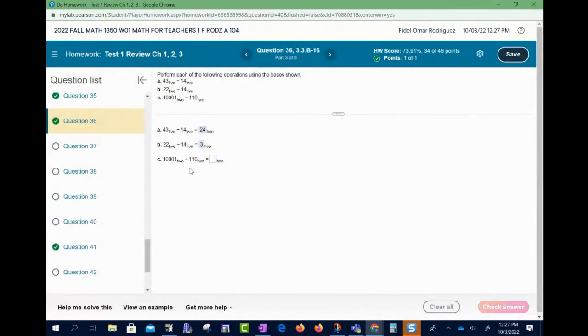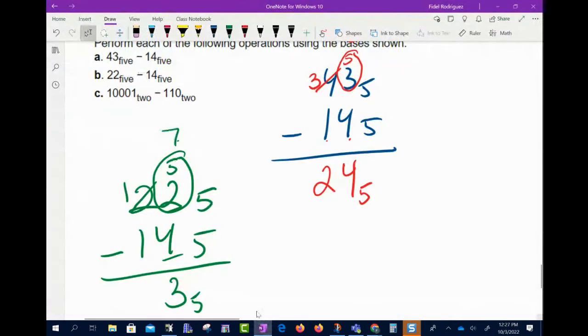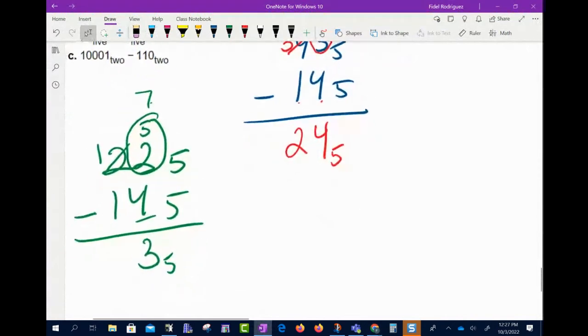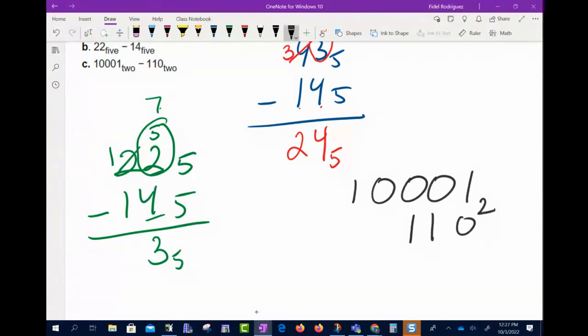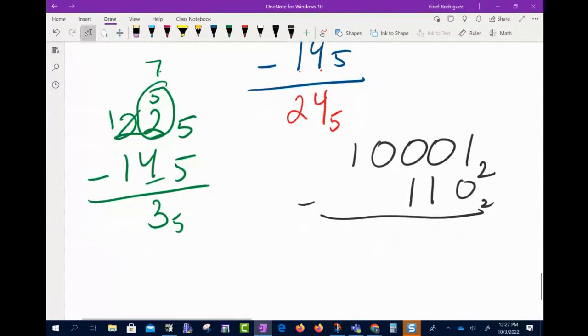Now we have one last one. We're in base 2 now. Okay, so look, we're in base 2. So let me write this out here. I got 1, 1, 2, 3, 1. I'm in base 2 minus 1, 1, 0. Okay, I'm in base 2. And again, we're subtracting here. So look, this is what we're going to do.